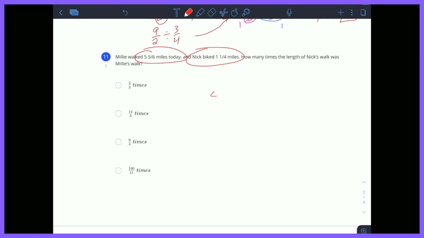So we want to take the large walk here, 5 and 5/6, and ask ourselves how many times greater is that than the 1 1/4. So we essentially divide them to figure out 1 1/4 multiplied by what value would equal 5 and 5/6. Change them to improper fractions. 6 times 5 is 30, plus 5 is 35/6, divided by 4 times 1 is 4, plus 1 is 5, 5/4. Keep change flip.